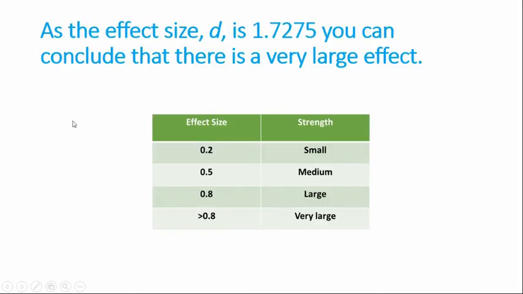What can we say about the effect size D, how much is the effect? If this value is less than 0.2, the difference is small. Between 0.2 and 0.5, the difference is medium. Between 0.5 and 0.8, the difference is large. If it is greater than 0.8, the difference is very large. In this way, we can say our effect size is a very large effect.